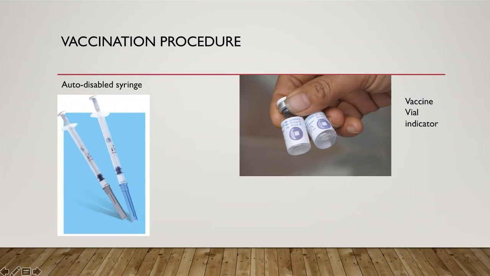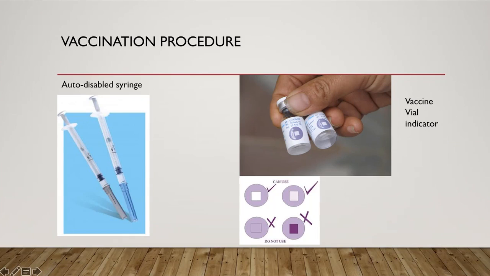And then in most of the vials, there is a vaccine vial indicator, which we need to be aware of. This vaccine vial indicator will tell us whether the vaccine is suitable for use or not. The indicator will have a dark circle with a square which has a lighter color compared to the dark circle. So if the square is lighter than the background dark circle, it can be used.